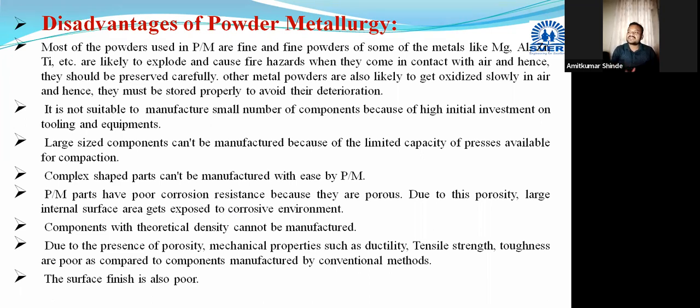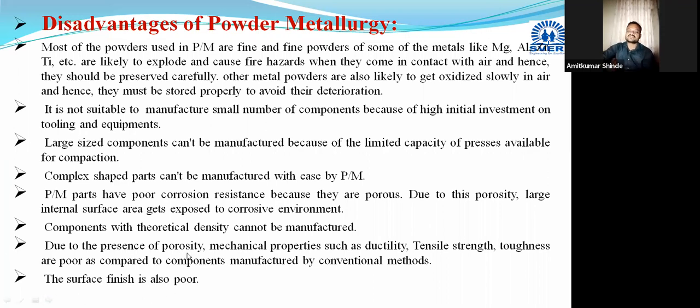Why is corrosion resistance poor? Due to the presence of porosity. Due to porosity, that internal area is very susceptible or sensitive to the corrosive environment. Corrosion may occur easily. And then the theoretical density values cannot be obtained with this powder metallurgy technique. A little bit less density will be obtained.